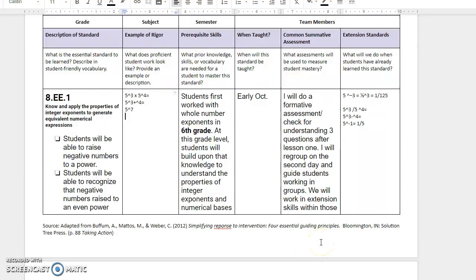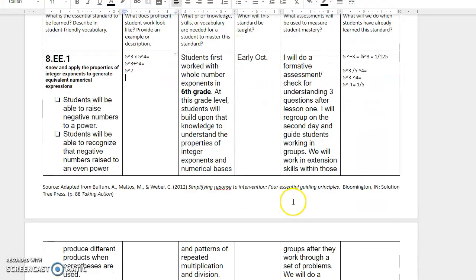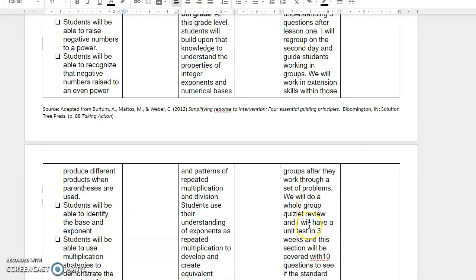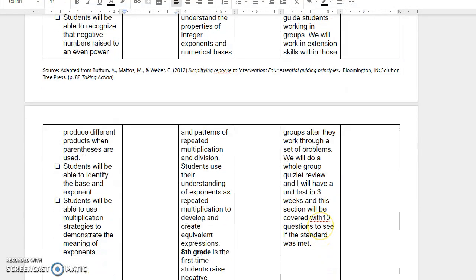So padding in maybe the next few days, I'm going to start working in those extension skills. So hopefully my students are starting to better understand that standard, and now I want to layer on more extension skills with those groups. So we'll work in extension skills within those groups after they work through a set of problems. We will do a whole group Quizlet review, and I will have a unit test in 3 weeks, and this section will be covered with 10 questions to see if the standard was met. So I've got a review in there again to check and gauge my students on their understanding, and then we will take a test.